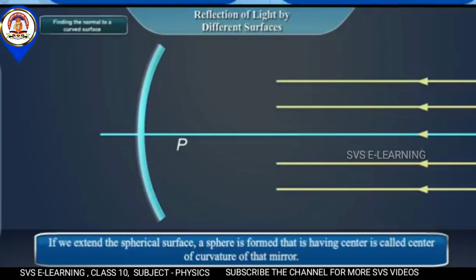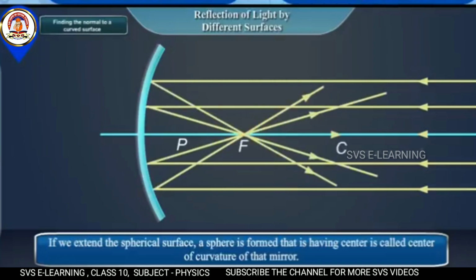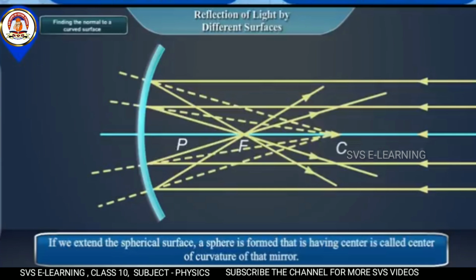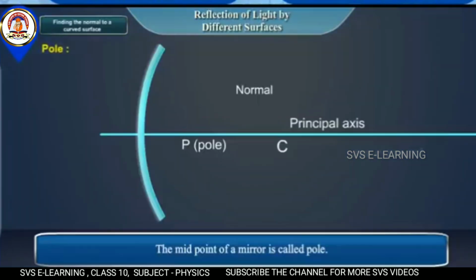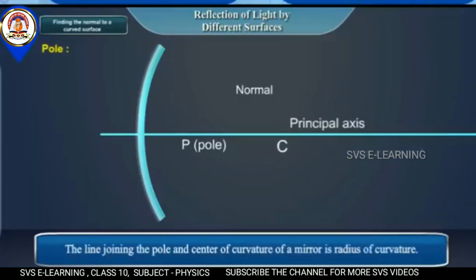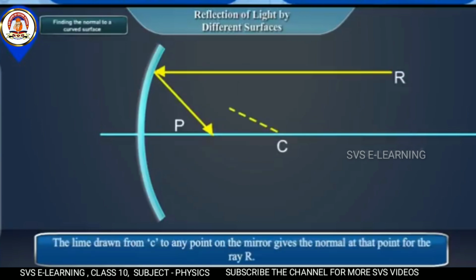If we extend the spherical surface, a sphere is formed. That sphere's center is called the center of curvature of that mirror. Pole. The midpoint of a mirror is called the pole. The line joining the pole and center of curvature of a mirror is the radius of curvature. The line drawn from C to any point on the mirror gives the normal at that point for the ray R. The incident angle is the angle the ray makes with the normal, i, and the reflected angle is shown.